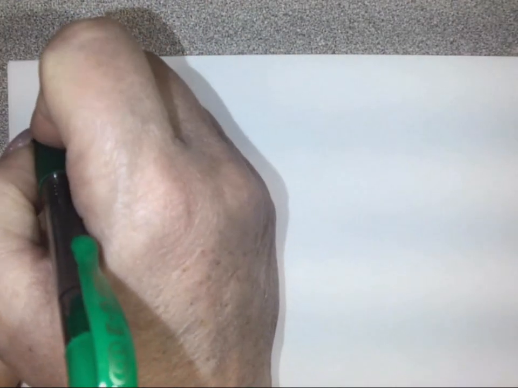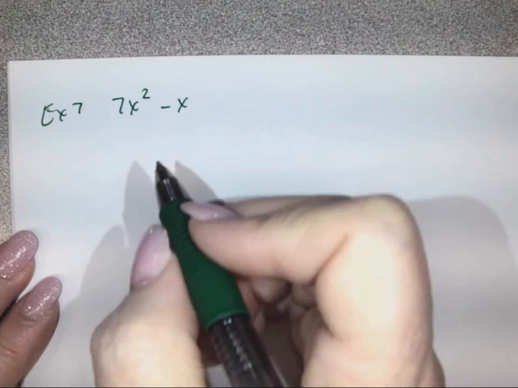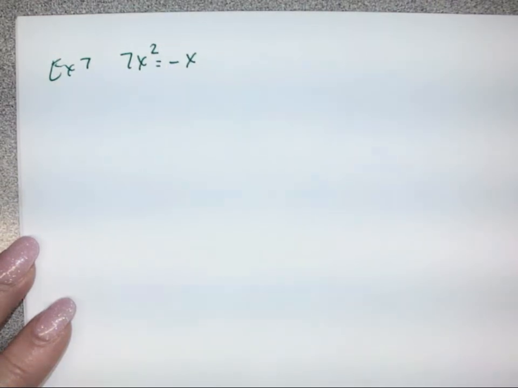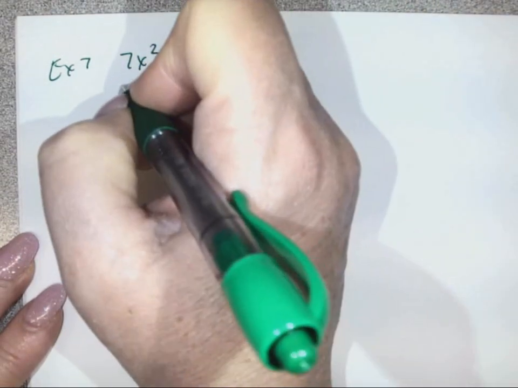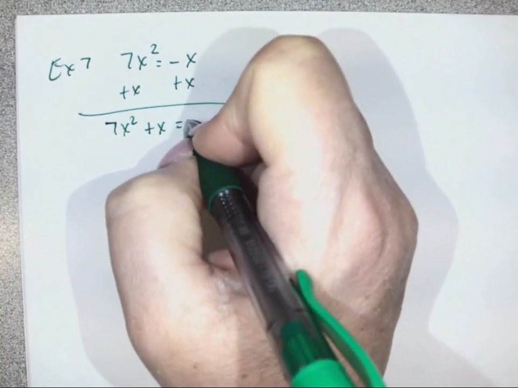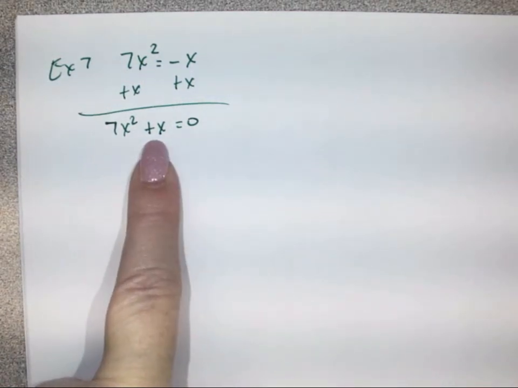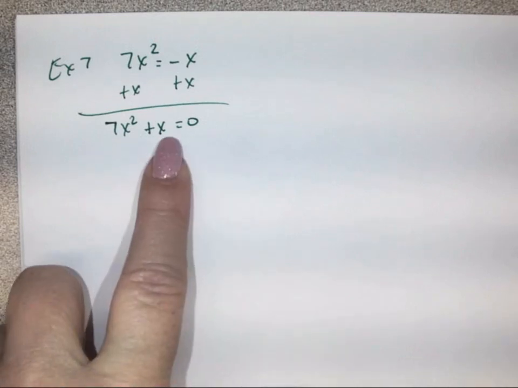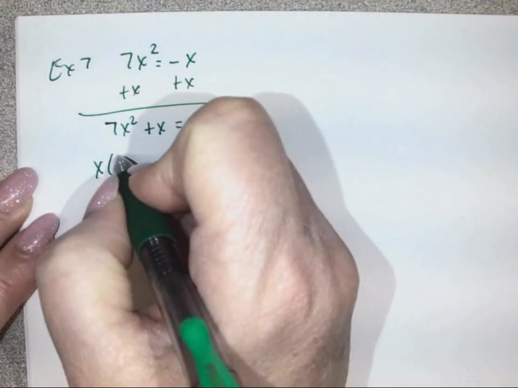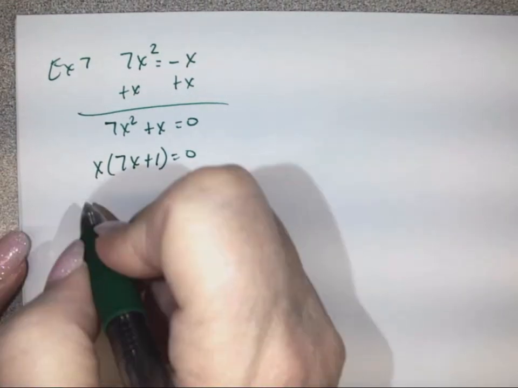So example 7, we have 7x squared minus x is equal to negative x. Equal signs do matter. So again, everything has to be set equal to 0, so I'm going to add x over and get 7x squared plus x is equal to 0. Now here, I don't have a number term at the end, so we don't need to do the AC method because we have a common factor here of x. So x factored out will get us 7x plus 1.